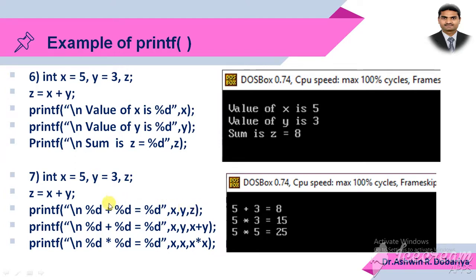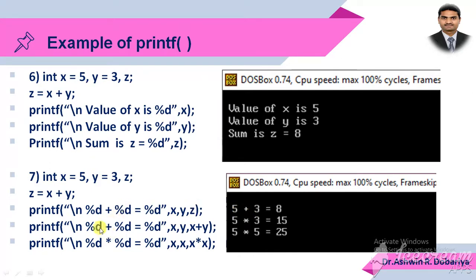So x value will be printed on the first %d, y value will be printed on the second %d, and z value will be printed in place of the third %d. So it looks like 5 plus 3 is equal to 8.